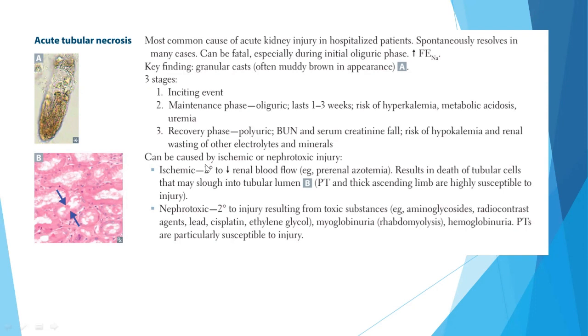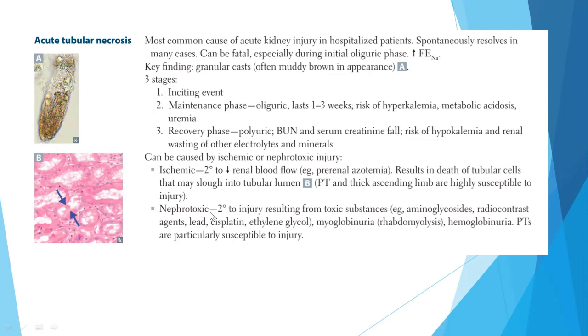It can be caused by ischemic or nephrotoxic injury. Now, if it is ischemic, which is secondary to decreased renal blood flow or pre-renal azotemia, it results in the death of the tubular cells that may slough off into the tubular lumen. You can see here the sloughing into the tubular lumen.